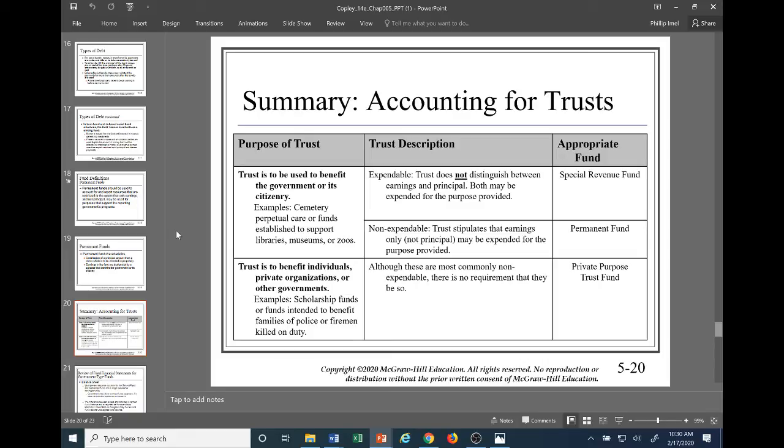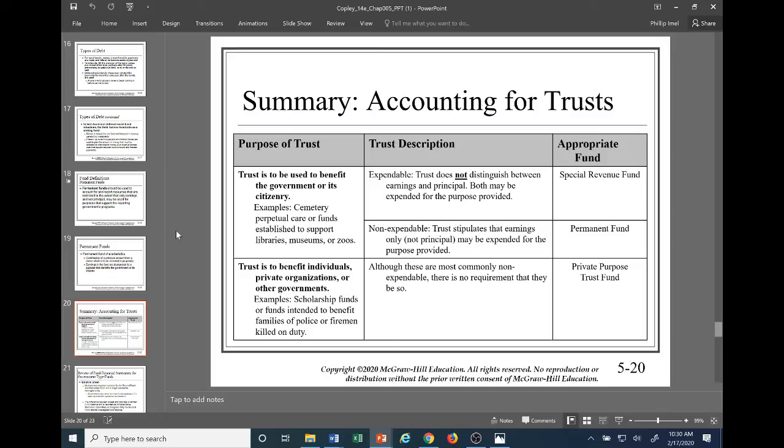If you recall, we start with the purpose of a trust. Remember, if the trust is going to be used to benefit the government or its citizenry, then what type of fund should be used? Governmental fund, right? Because it's to benefit who? The citizens, or the government. So we know it's going to be a governmental fund.